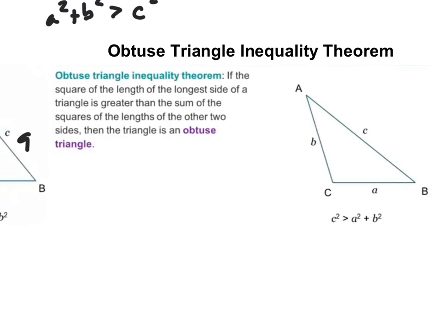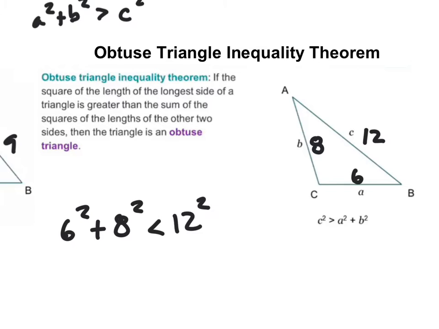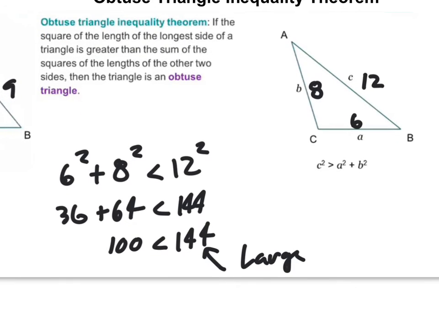Same thing with an obtuse triangle. If I call the sides 6, 8, and say 12, then 6 squared plus 8 squared is going to be less than 12 squared. 6 squared is 36, 8 squared is 64, so 100 is less than 144. So if the square of the third side is larger than the sum of the squares of the two other sides, then you have an obtuse triangle. Okay, and that's it.